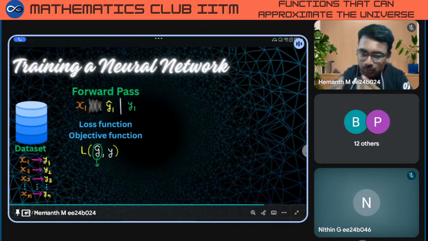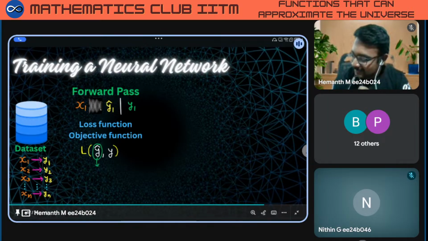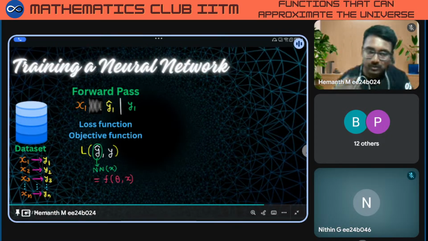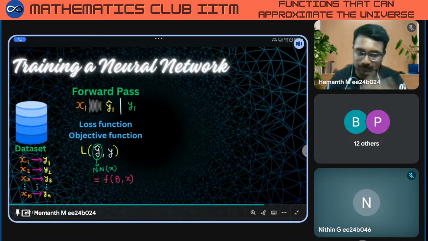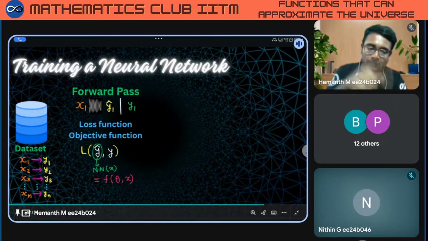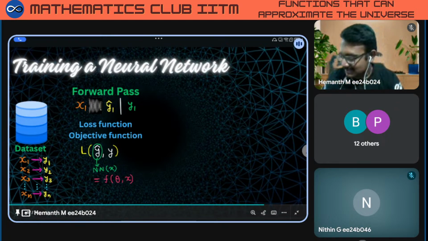Now, I cannot change the true values. I cannot change y. The only thing I have is the predicted value. So how do I change this predicted value? I can adjust the model. You can see this predicted value I got when I passed this input through this neural network, so it is the neural network of x. You can also think of this from a different perspective as some function of all the parameters and the input. Here theta is a representative of all the parameters, all weights and biases collectively.